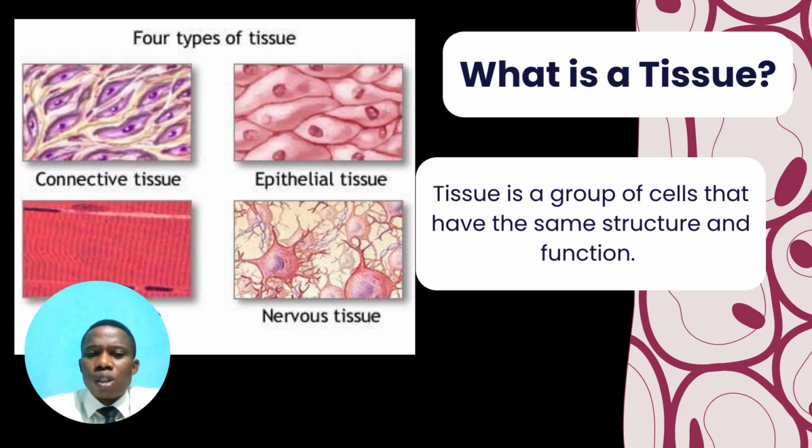That will take us to the second one, which is the tissue. The tissue is a group of cells that have the same structure and function. There are four major types of tissue in the human body. We have the connective tissue, the epithelial tissue, the muscle tissue, and the nervous tissue. All these tissues have the same structure and functions.